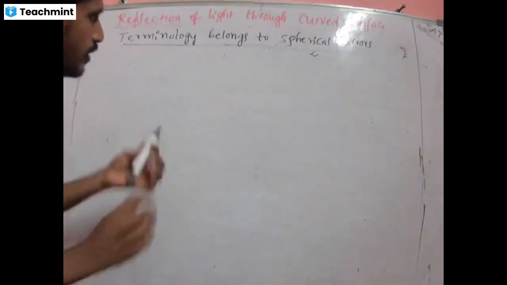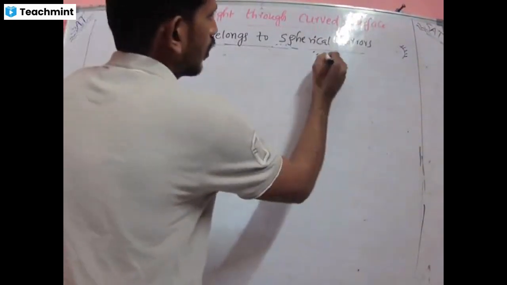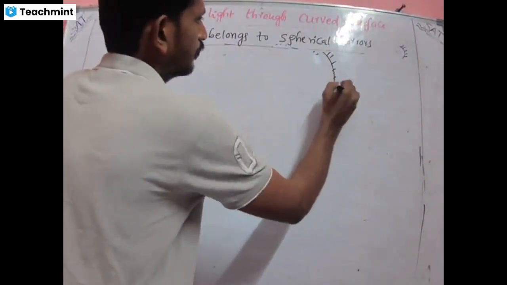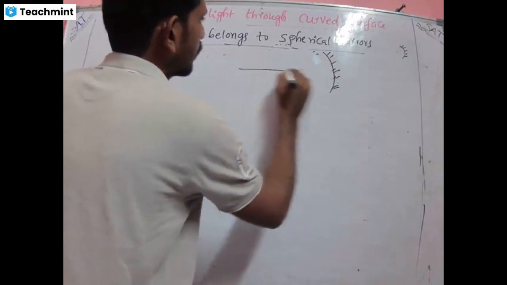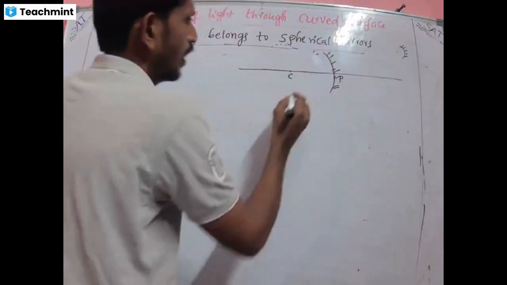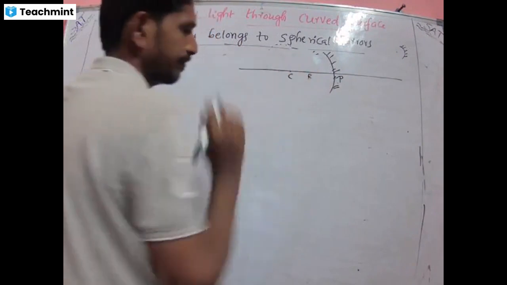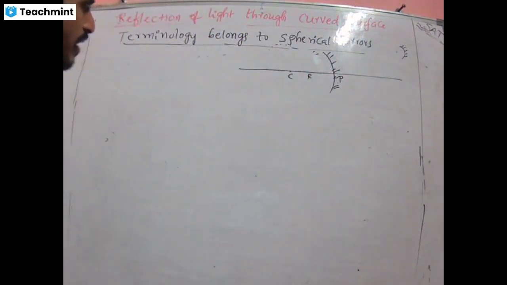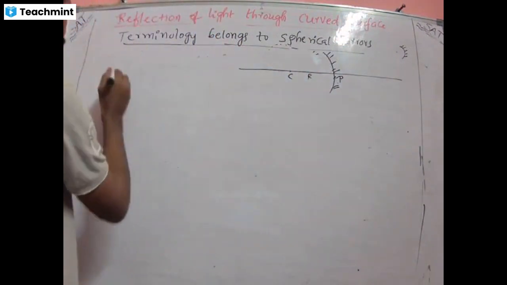Yes, this is my concave mirror. This is my principal axis. This is my center of curvature. This is my pole. And this is my radius of curvature. Next, very important, the fifth point here.